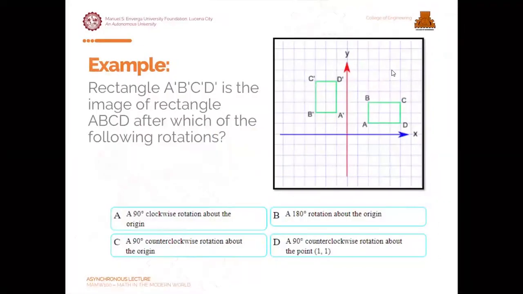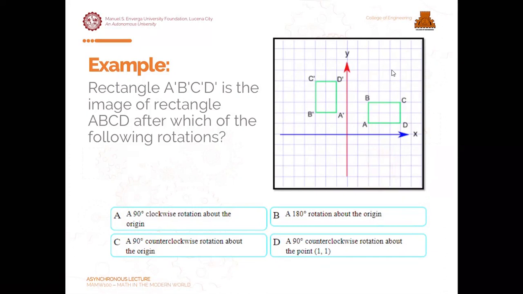Next, we have the rectangle ABCD and yung new position niya na A prime, B prime, C prime, and D prime. So tanong, after which of the following rotations yung magiging answer natin is ganun. Okay? So, halimbawa yung letter A natin, ang sabi, a 90 degrees clockwise rotation about the origin. So, yung about the origin, ito yon. Then, clockwise direction tayo, so papunta dito yung direction natin. So, dapat, kung ito yon, so yung dating naka-horizontal, then 90 degrees, so dapat magiging naka-vertical na siya dito. So, hindi siya sa letter A.